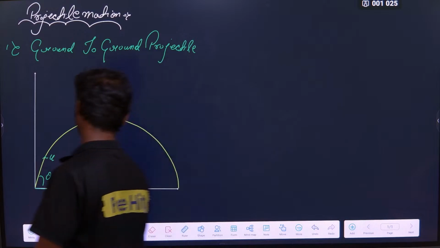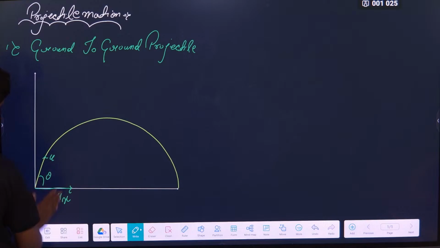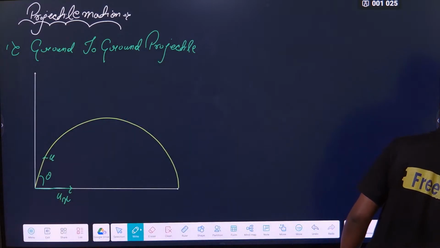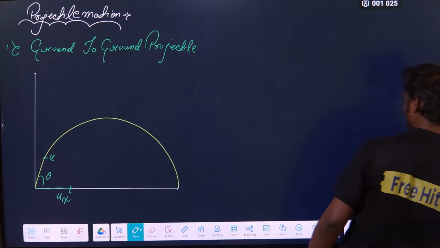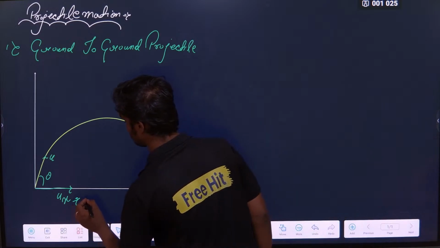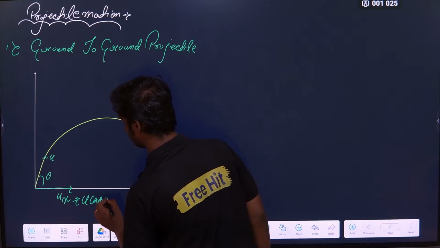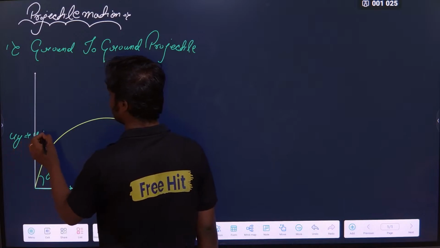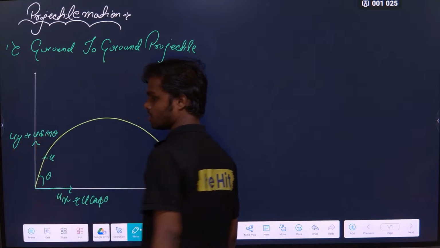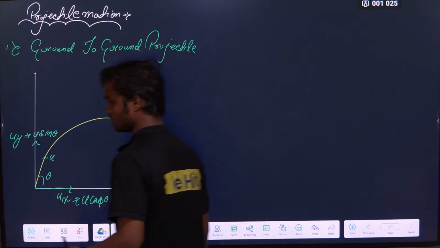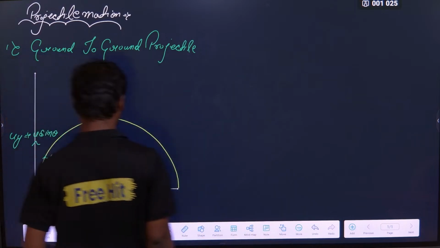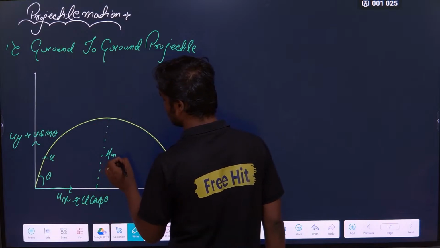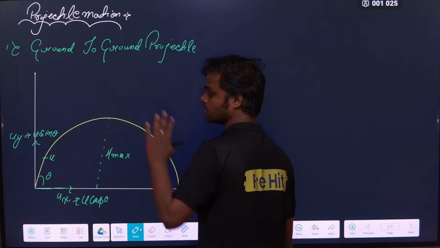First thing, you can take the horizontal component of this velocity, ux, that is u cos theta, and the vertical component is u sin theta, correct? We will have two components, u cos theta and u sin theta. Now this is called h max, the maximum height.